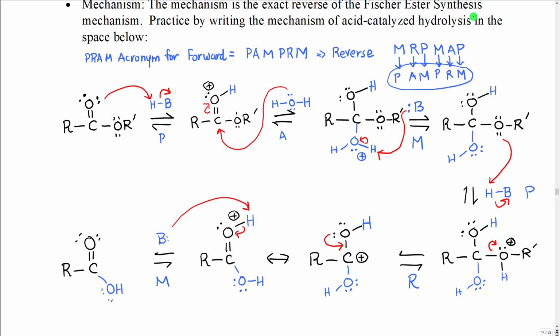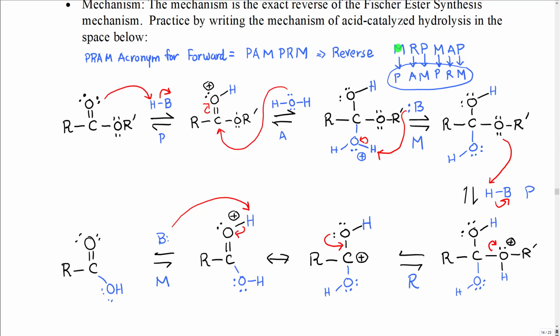In the notes, I suggested practicing this out, but because we don't have time to get together, I'm going to go ahead and write this out. Now, to do this, what we can do is we can start with the PRAM acronym for the forward reaction, which we said was PAM-PERM. In a reverse reaction, then, what we're going to do is flip that acronym backwards. So it's MERP, MAP, or whatever that is.